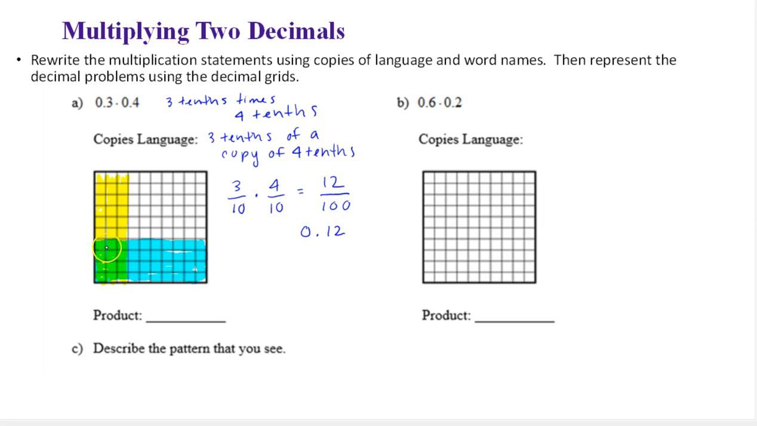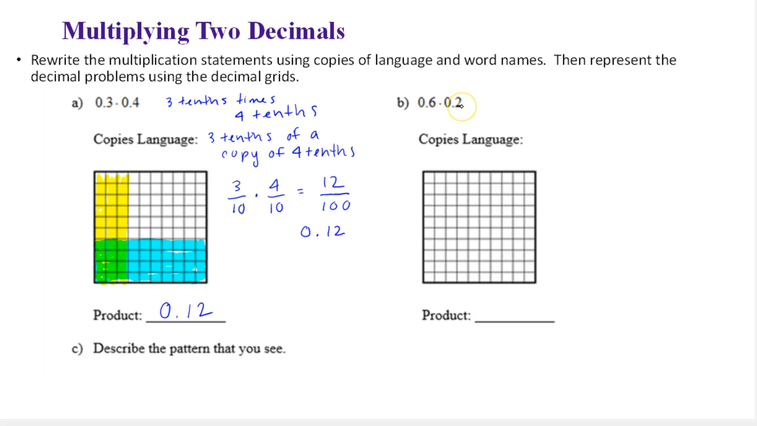Now notice there's 1, 2, 3 times 4. There's 12, and each small square is 100th. So we have 12/100ths, just like we got when we used the fraction form. Let's look at the next one.